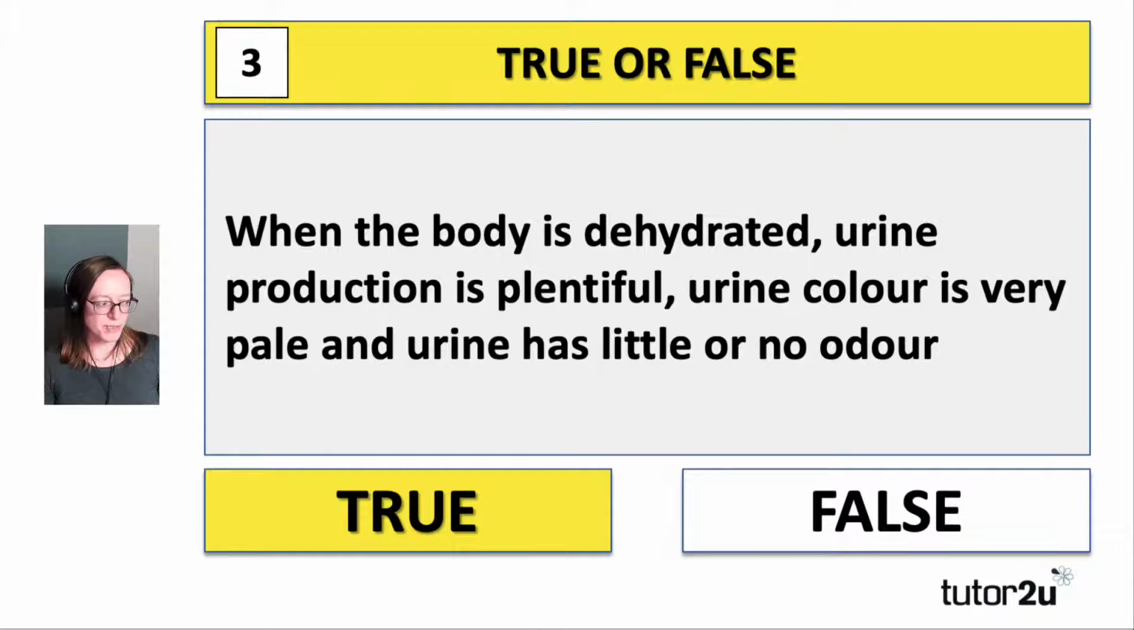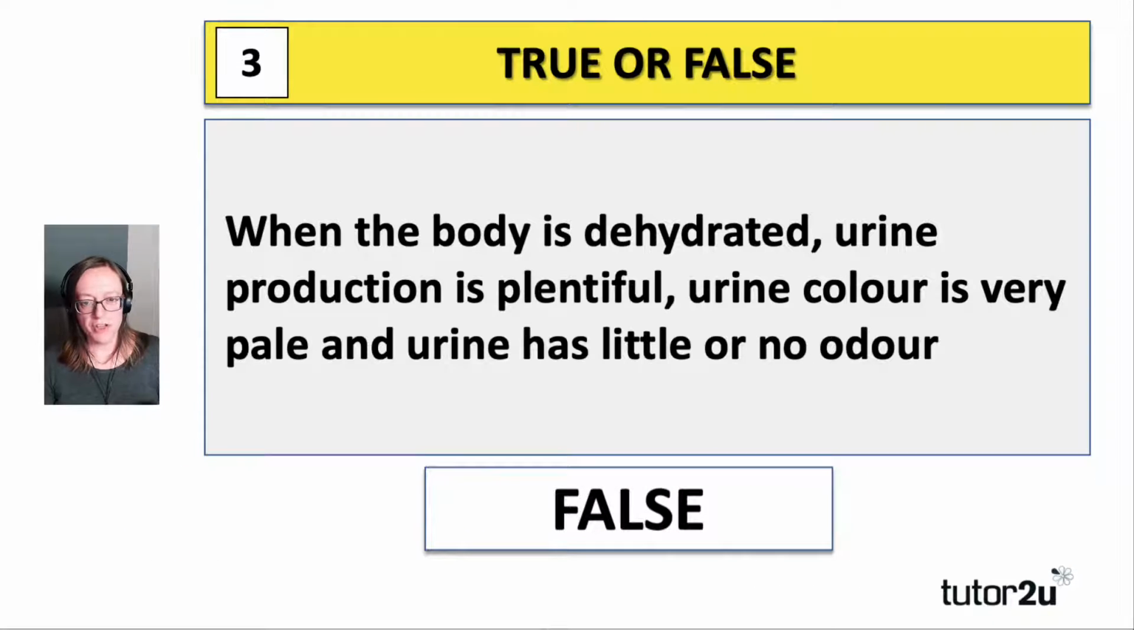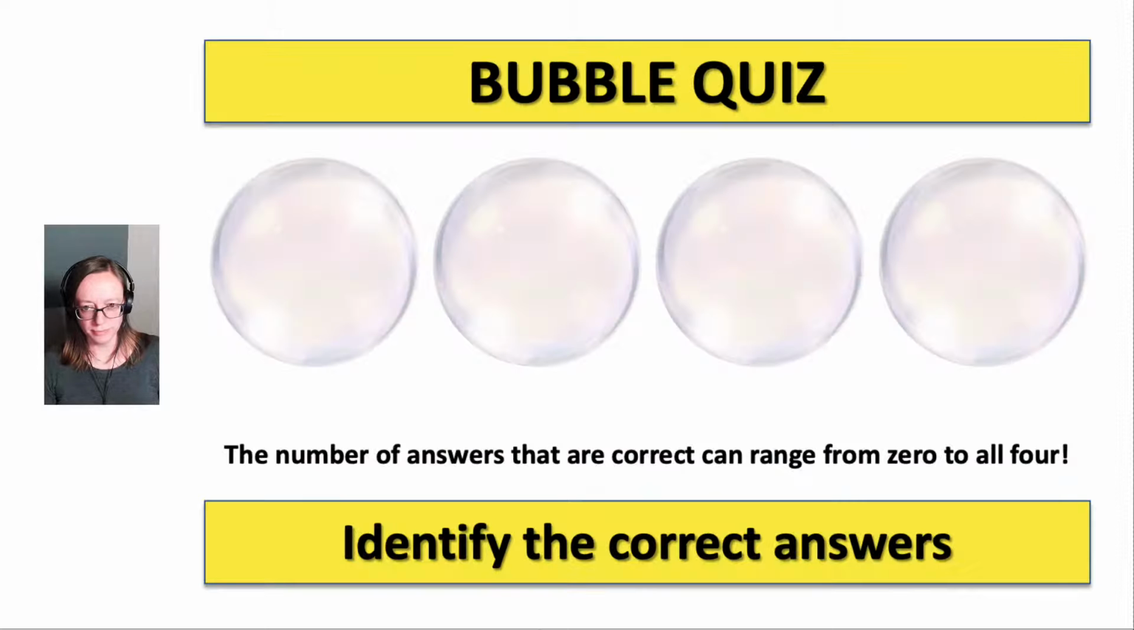Okay, Chisholm's saying false. Anyone else? Yeah, I can see Kamaljit saying false as well. Yeah, exactly. So if you are well hydrated, your urine is pale and has little colour and no odour. When you are dehydrated, your urine tends to be a stronger, darker colour and has a stronger smell.